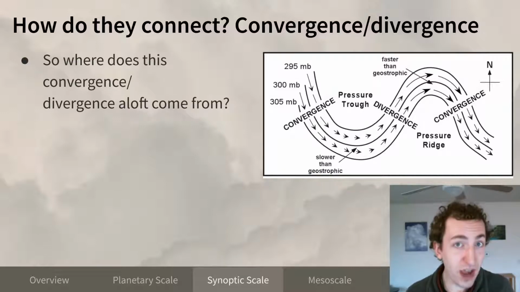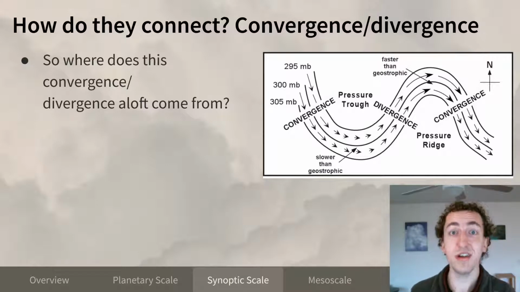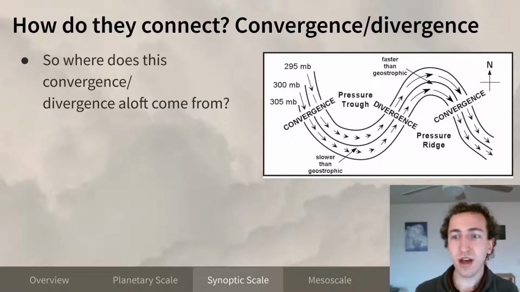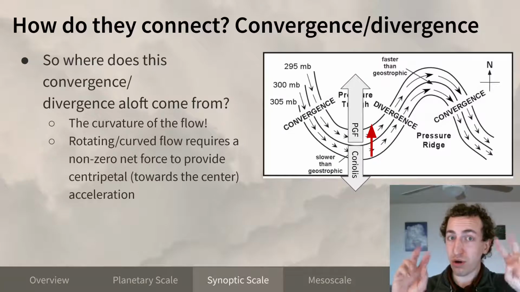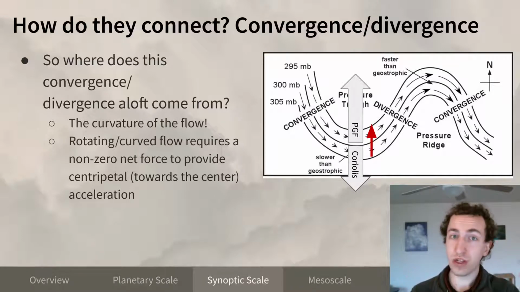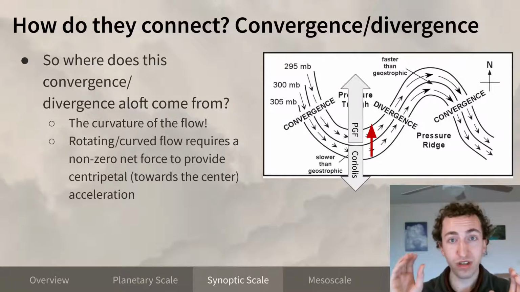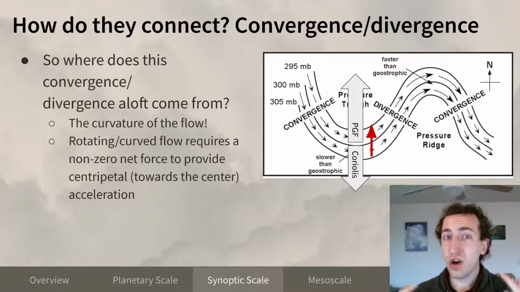So the main driver is our broad scale patterns, which we talked about and focused on, were aloft, in the upper atmosphere. So where does this convergence and divergence aloft come from? This goes back to why I talked about geostrophic balance. Because geostrophic balance was the perfect or equal balance of pressure gradient force and Coriolis force. We don't get perfect balance when we have curvature or rotation in the flow.